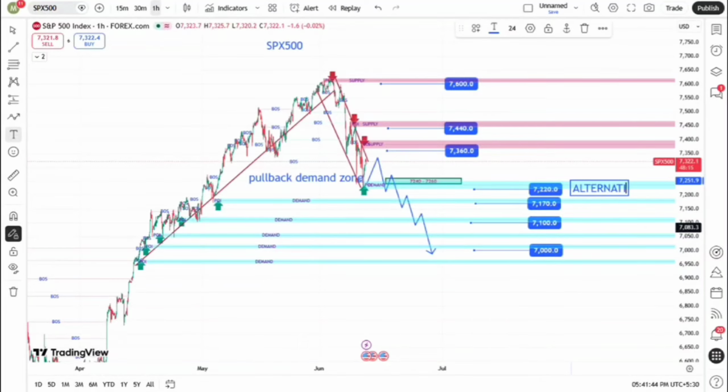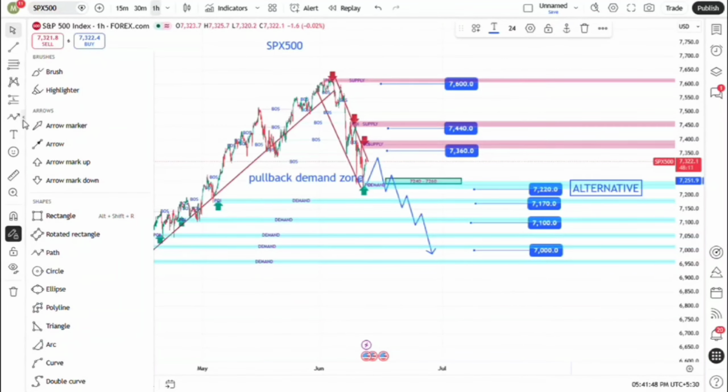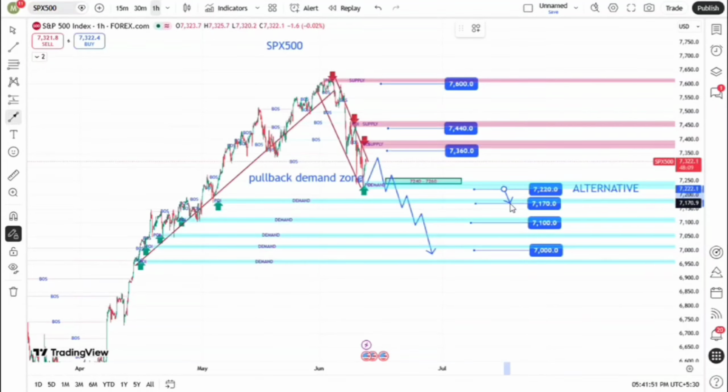If triggered, the downward momentum will accelerate to clear sell-side liquidity pools. The downside objectives are clearly defined. Scenario 1 targets T1 at 7,170, Scenario 2 targets T2 at 7,100, and Scenario 3 targets T3 at 7,000.